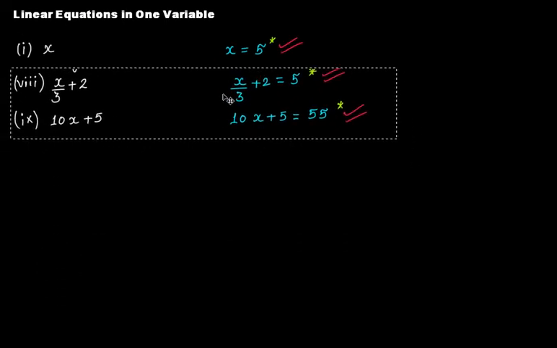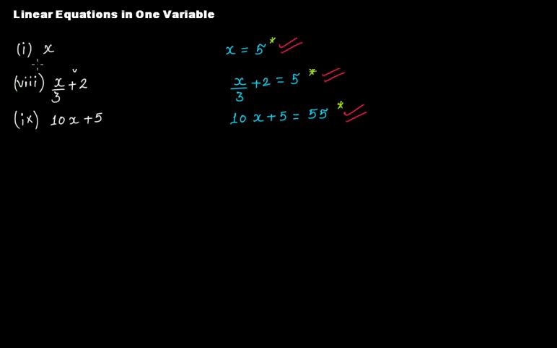See here. Okay, so we have these linear equations in one variable, right? So x by 3 plus 2, 10x plus 5, and these are the expressions and these are the equations. Now, in these linear equations in one variable, x is the left hand side and 5 is the right hand side, x by 3 plus 2 is the left hand side and 5 is the right hand side, 10x plus 5 is the left hand side and 55 is the right hand side. So we can quickly talk about the solutions of these linear equations in one variable.